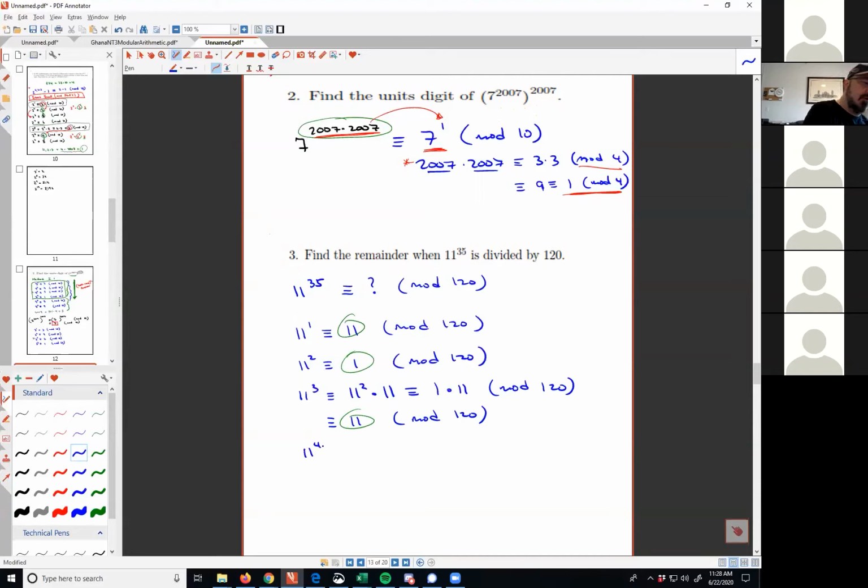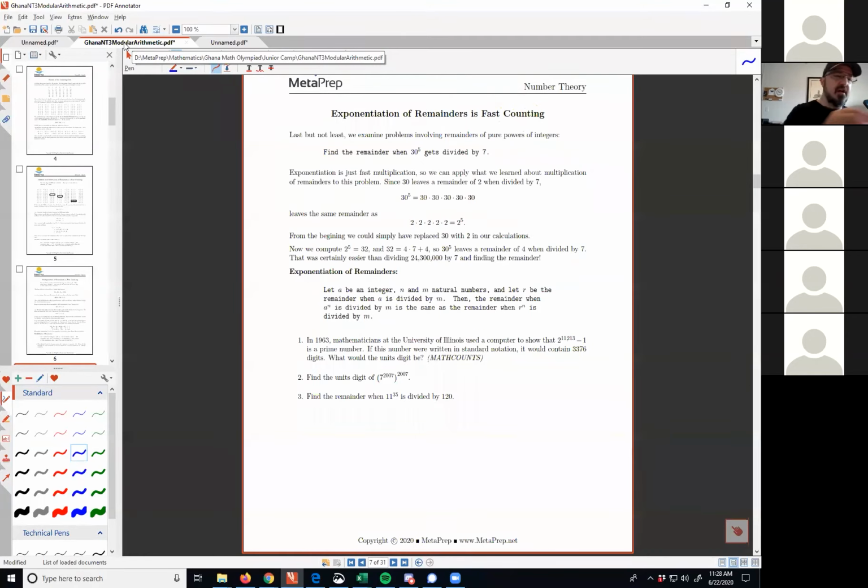So what's 11 to the 4th? 1. So what's 11 to the 35th? 11, sorry. Within these two that go back and forth, it's going to be the first one. So our answer is just 11. So sometimes even with a big, nasty, complicated modulus like 120, it's worth doing a little playing around to see if we can still find a pattern. Sometimes we do.